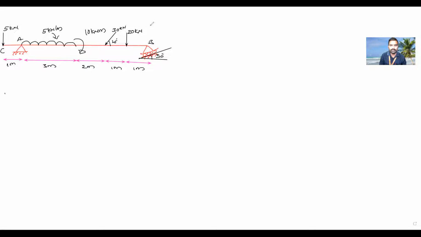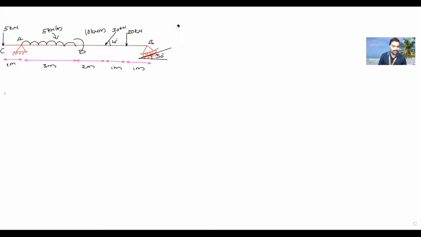Now, is it a determinate beam or indeterminate beam? How to decide? Which type of support is it at A? A hinge. How many reactions are there? Two. Which type of support is it at B? Roller. How many support reactions? One. Total reactions are three. Total equilibrium equations are three. There are 3 unknowns, so we can find out the support reactions. Is it determinate or indeterminate? Determinate beam.